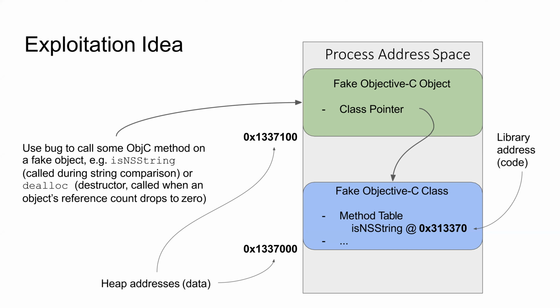And so if we can fake this entire data structure, then as soon as the process calls some methods on our fake object, we can get code execution. So we got control over the instruction pointer.